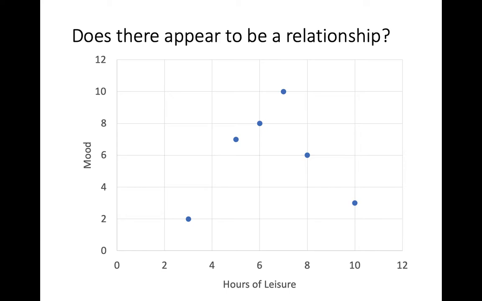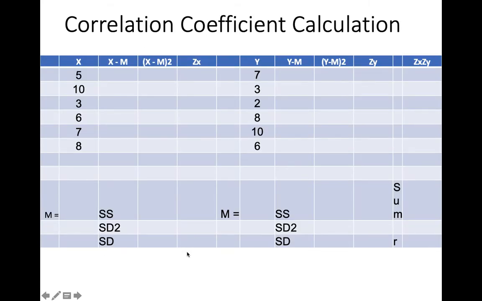Recall that the correlation coefficient is a measure of the linear association between two variables. So it'll be instructive to see what happens when we try to calculate a correlation coefficient when we clearly have a pattern of data here, but it is a non-linear pattern. Okay, so here we go.